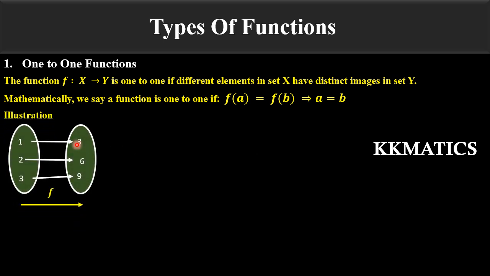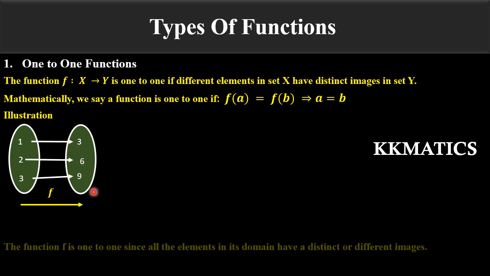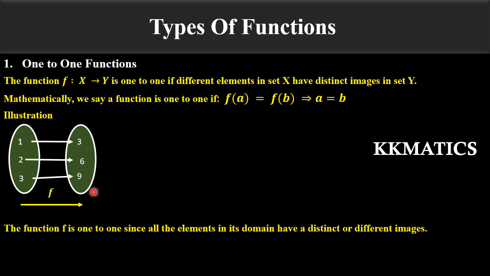This is an illustration, and this is a one-to-one function that is mapping from set X to a distinct image in set Y, and this is our function. So as you notice, all the elements in its domain have a distinct or different image.